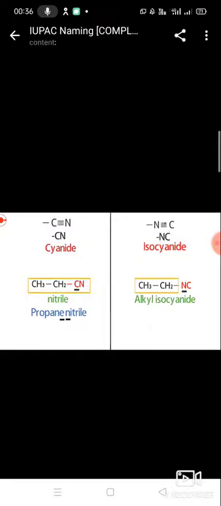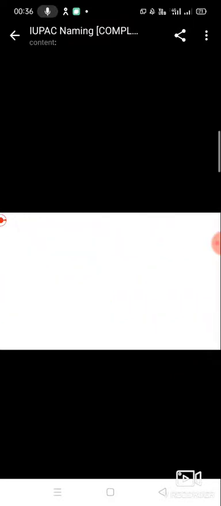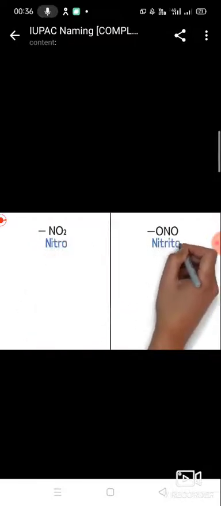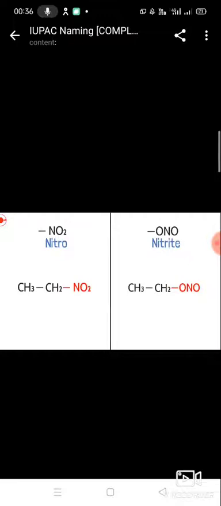Alkyl isocyanide. When we are saying isocyanide, we have to say the alkyl group first. So ethyl isocyanide, 2 carbon atoms are there. Next functional group NO2, nitro, ONO, nitrite. So CH3, CH2, NO2 is present, CH3, CH2, ONO is present.